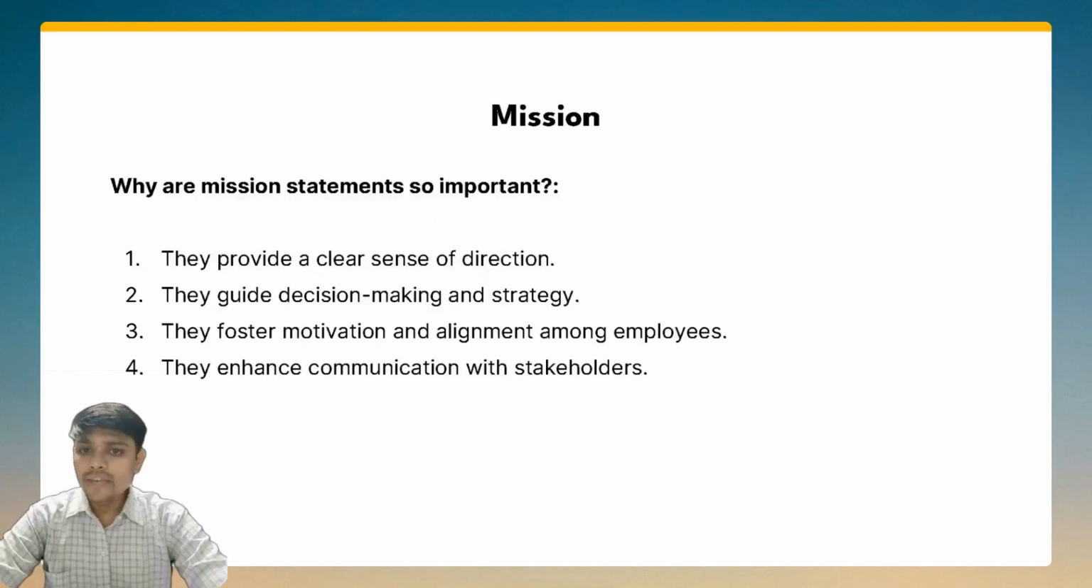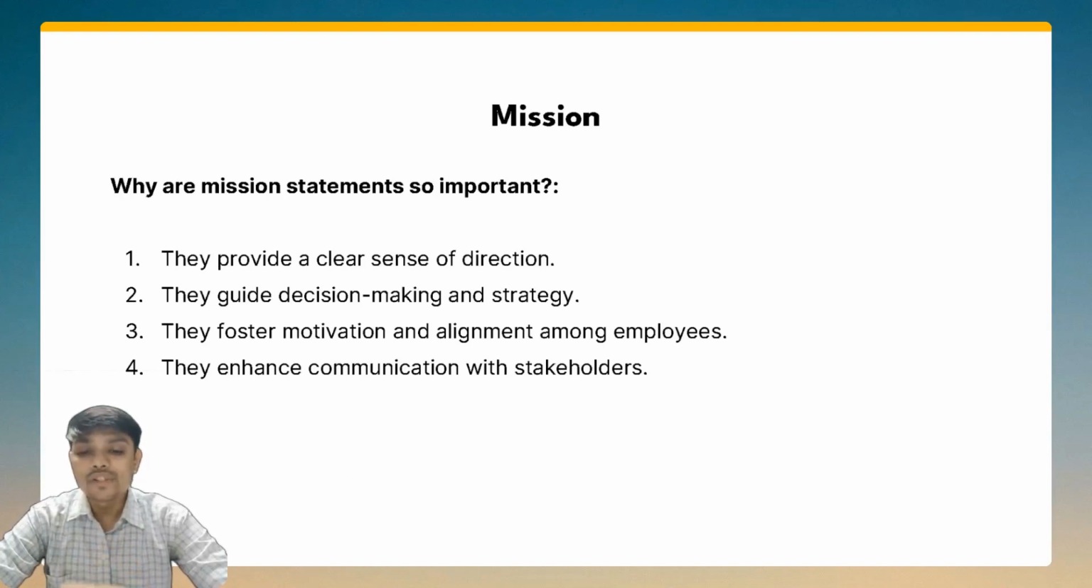Now we'll quickly focus on the importance of the mission statement. That is, why are mission statements so important? The first point is they provide a clear sense of direction, so that other members of the organization, apart from the top management who decide the mission statement, get more clarity about where the organization's efforts need to be directed.